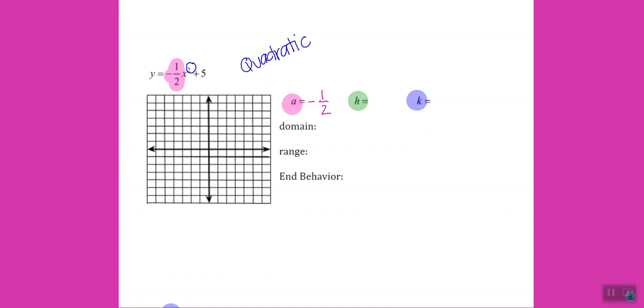Since there's no parentheses, I know that there's no H value, so it's 0. And then K is the 5 on the end. So I'm going to start at (0, 5). I'm going to put this into Desmos.